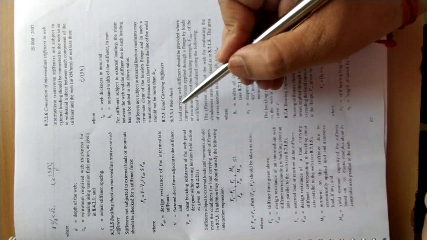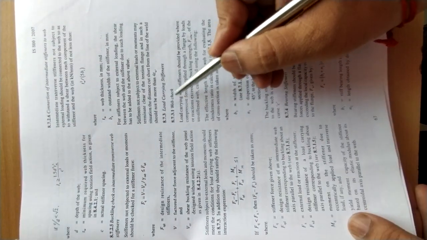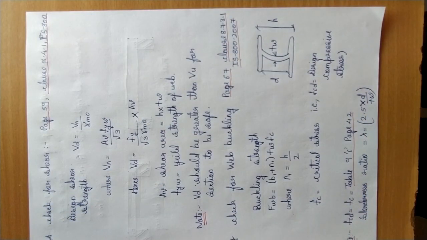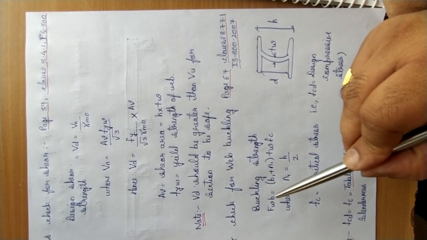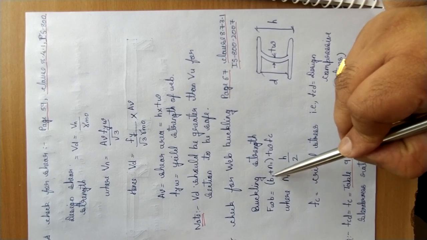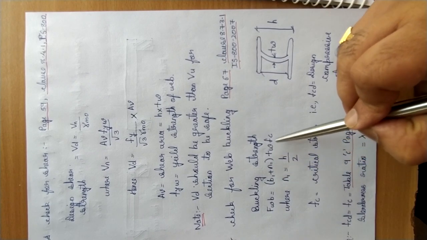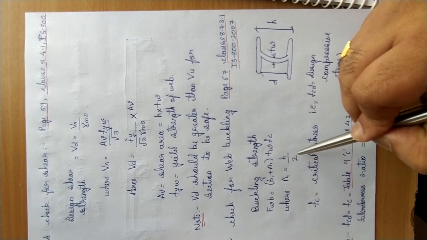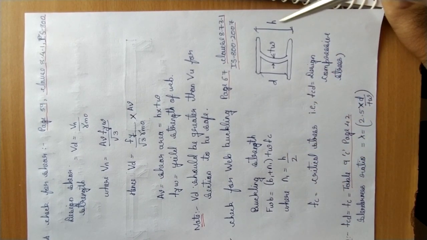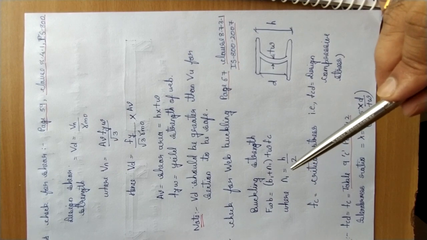So you can see here, page number 67, and we have to go to this component, that is check for web check. If you see the formula, the buckling strength, I have made a single formula out of it. Buckling strength is given by FWP is equal to (B1 plus N1) into TW into FC, where N1 is nothing but H by 2. H is nothing but the total depth of the section. So N1 should be taken as H by 2.